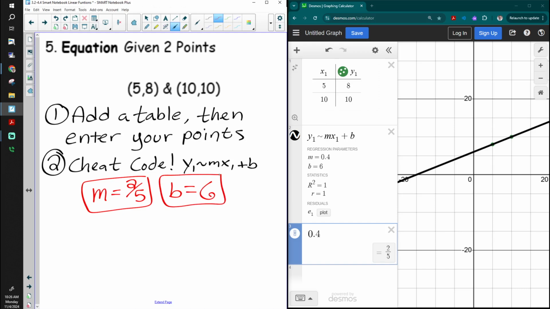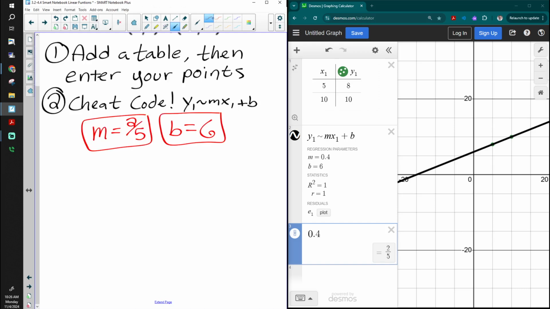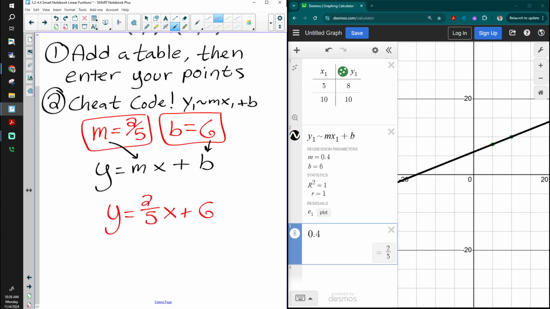Now, we're asked to write the equation. This is not the equation, it's the two things we need to write the equation. So, for y equals mx plus b, I need to put m in for m and b in for b. So my equation, my final answer, is y equals, like Michaela said, 2/5 x plus 6.